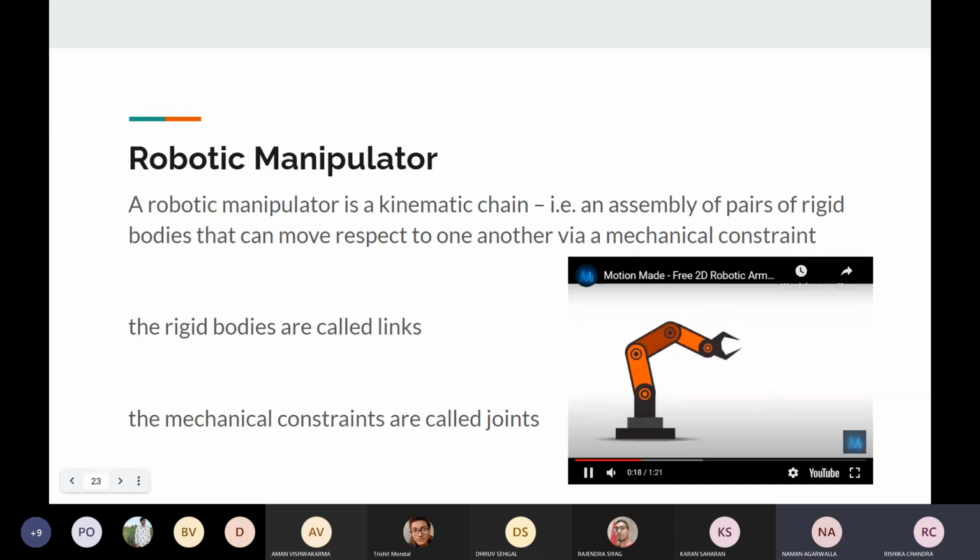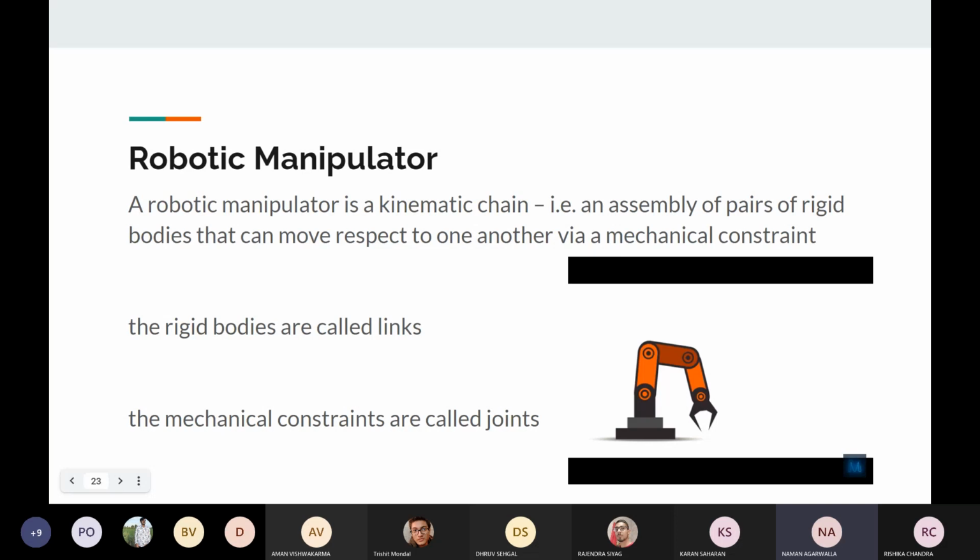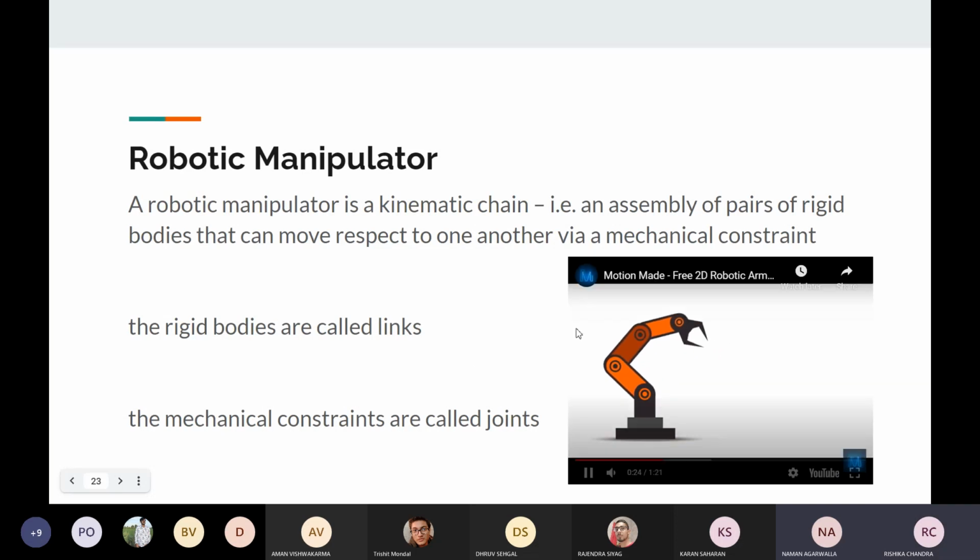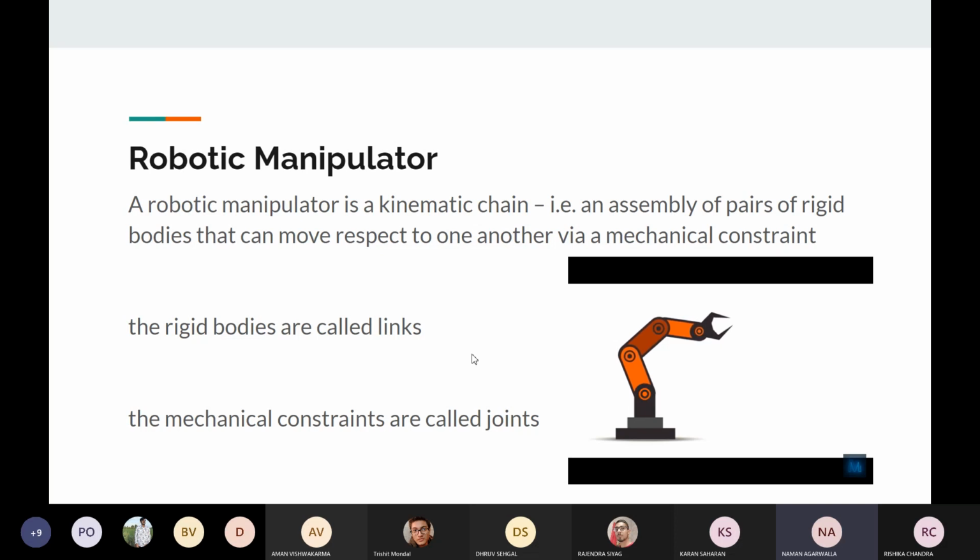Okay, so what you see, these dots are called joints. And the rigid body you see between two dots is called a link. And the two-finger kind of thing you see at the end is technically called the end effector.